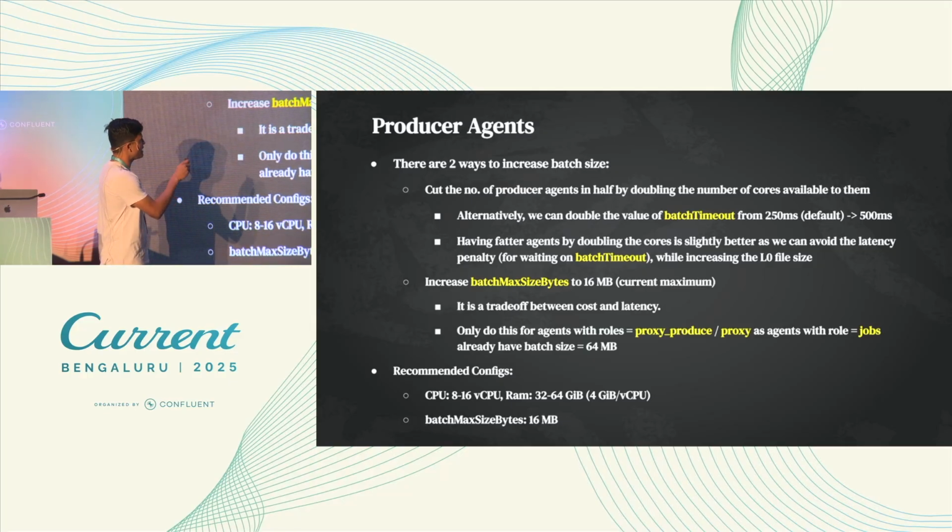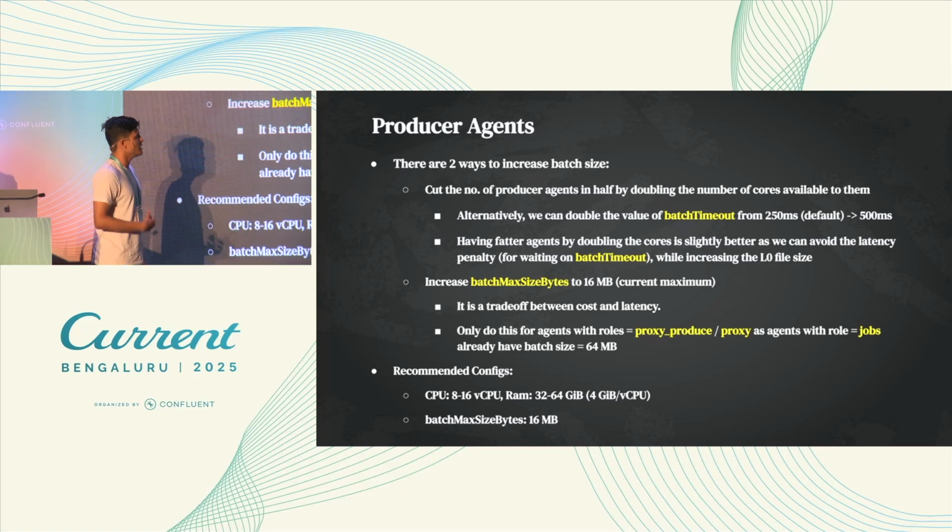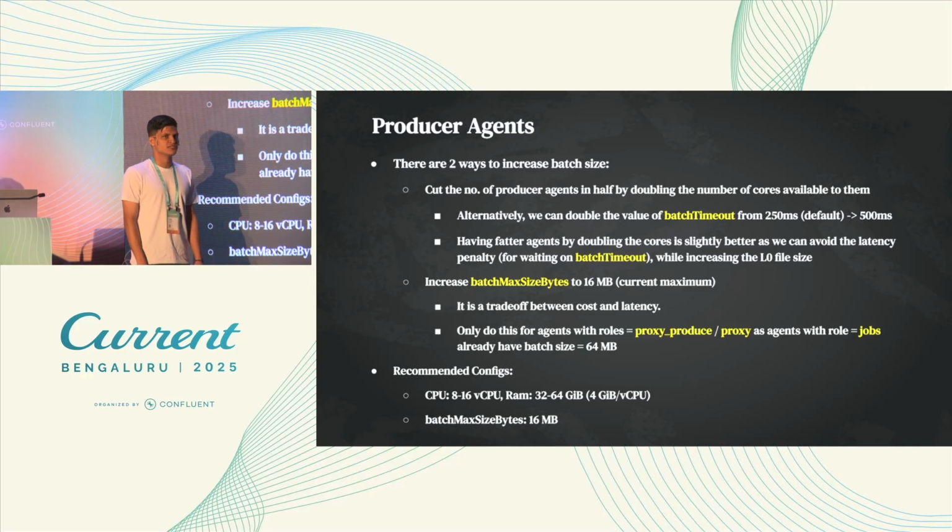So yeah, this batch max size is a trade-off between cost and latency, right? Because you have to wait for that size to get accumulated, but it definitely decreases the cost as your requests go down. One thing to note is that you shouldn't do this for the agents with the jobs role because they already have a 64 MB batch size. In our case, this is the recommended config: 4 GB memory per CPU, and we used a batch max size bytes of 16 MB.